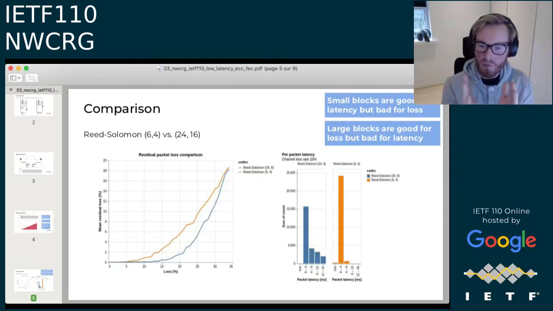Whereas when we use the smaller block code, because we are generating the repair much quicker, we're able to cut the tail of that latency distribution by a lot, and we have most of our delay within a very confined region, which is really what we want to have. So one of the interesting things to investigate is how we can bring these two things together: get the residual packet loss performance of the big block code, but get the per packet delay profile of the small block code. And if you take the next slide.